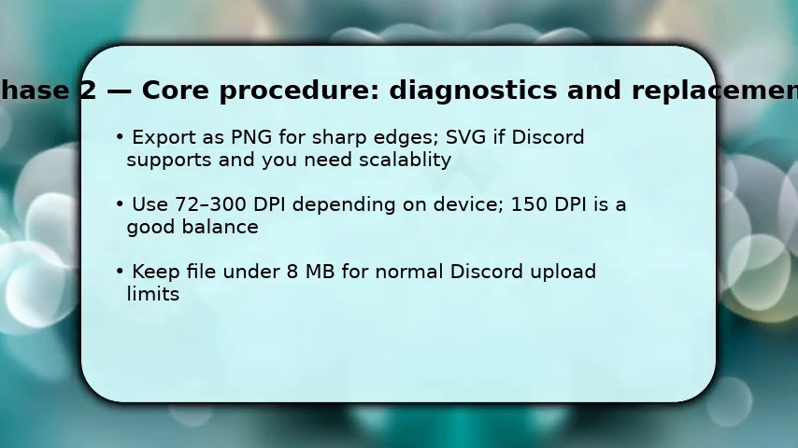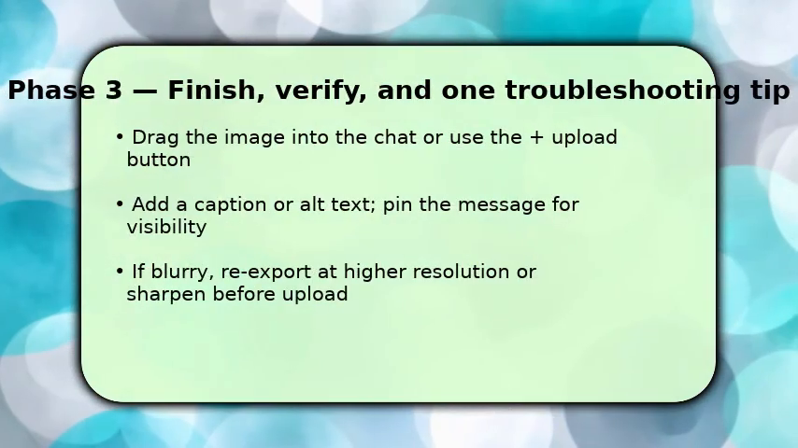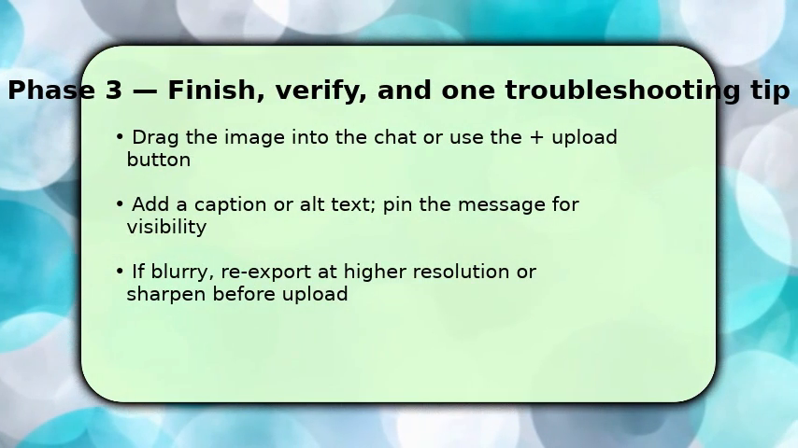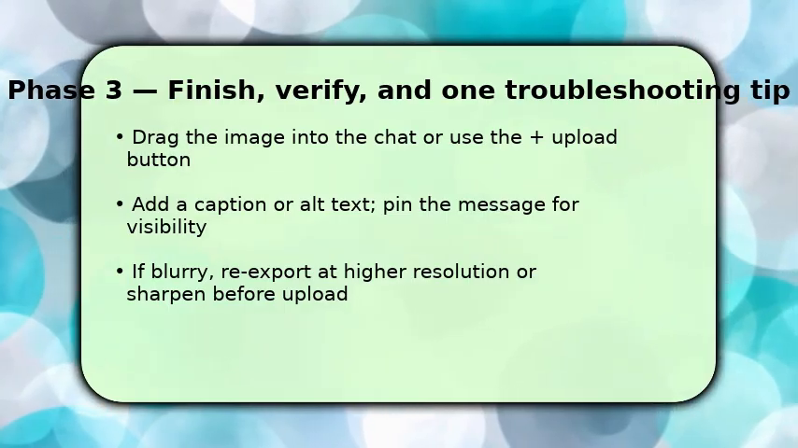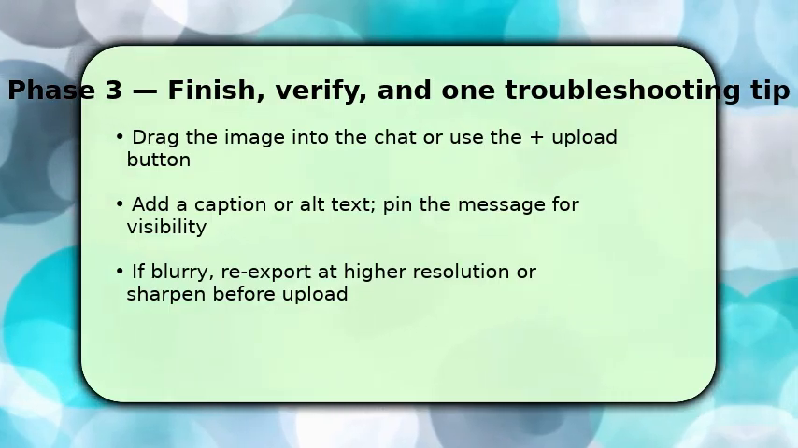Make sure the visual scales well on mobile and desktop by previewing it. Finally, send your large word image to Discord. Drag it into the message box or click the plus icon to upload. Add a short caption if you want context, and pin the message or attach it to a channel topic for repeat visibility.